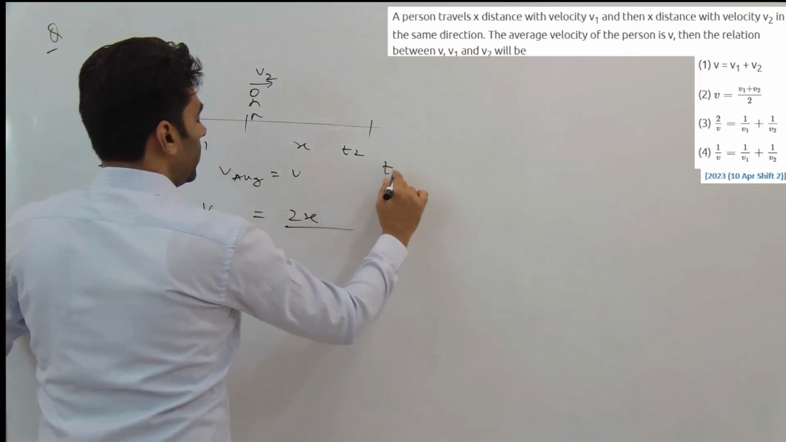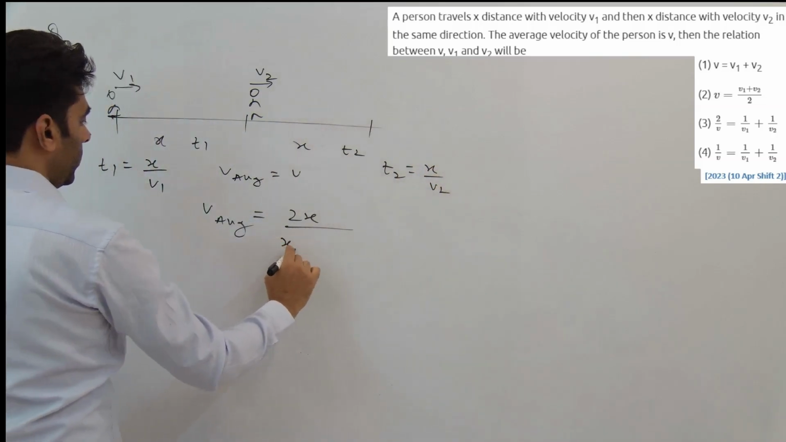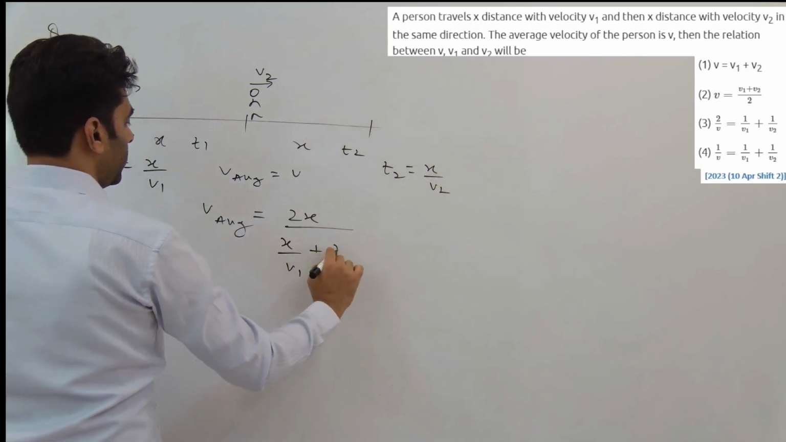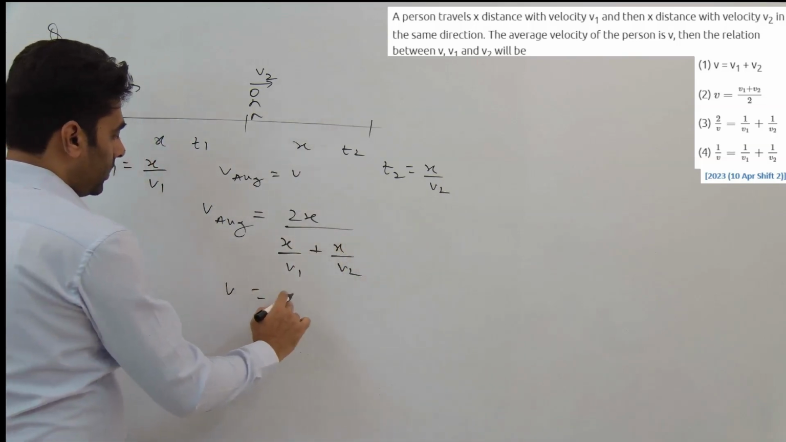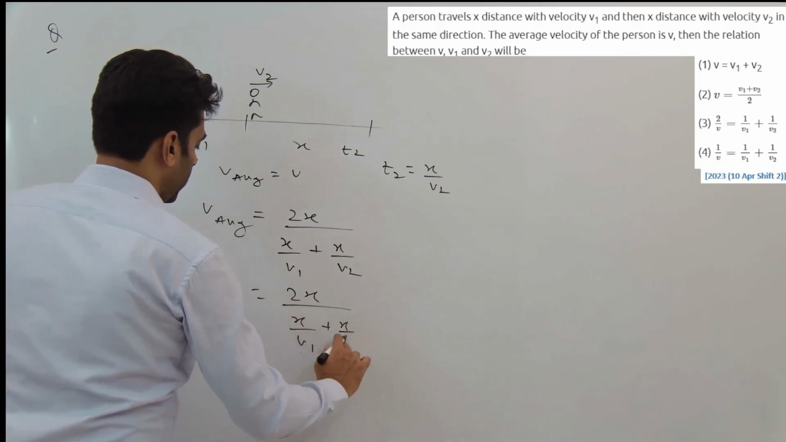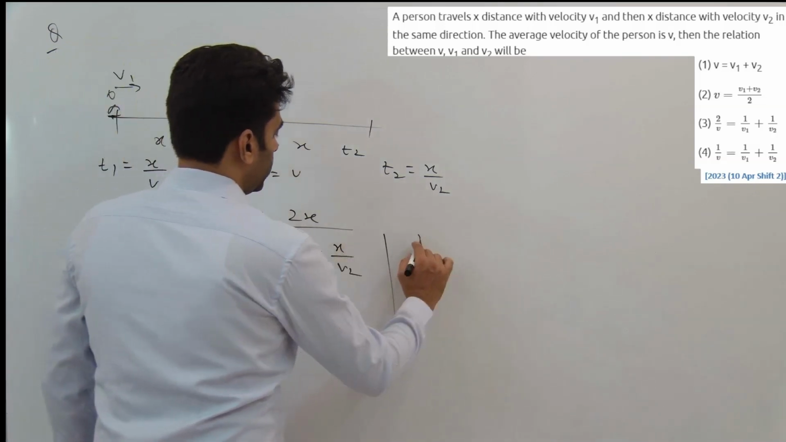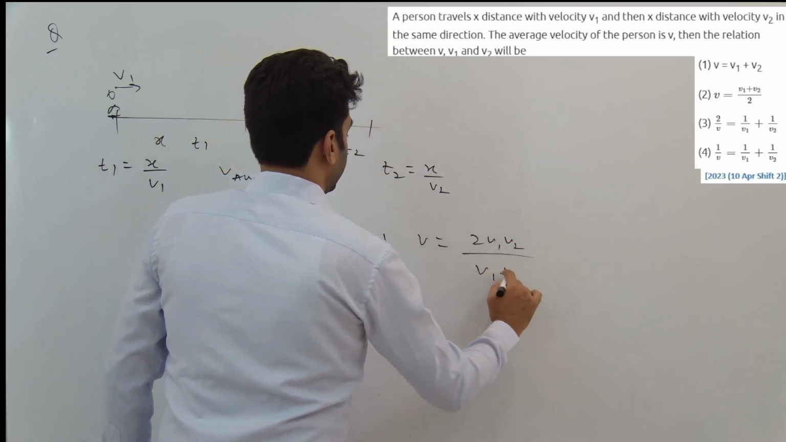T2 will be x by v2. So over here x by v1 plus x by v2 is the total time, t1 plus t2. This is v. So v is equal to 2x by (x by v1 plus x by v2). So our answer comes, v is equal to 2v1v2 by (v1 plus v2).